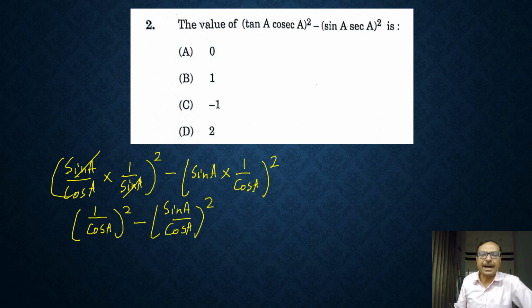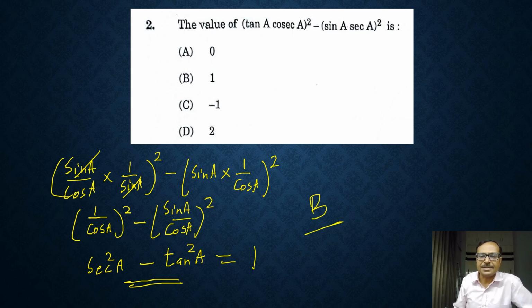Now we'll convert it back to secant and tan. 1 over cos is secant, so it is secant square A, and sine over cos is tan, so this becomes tan square A. And we all know the identity, secant square minus tan square is 1. And so the correct option is option B.